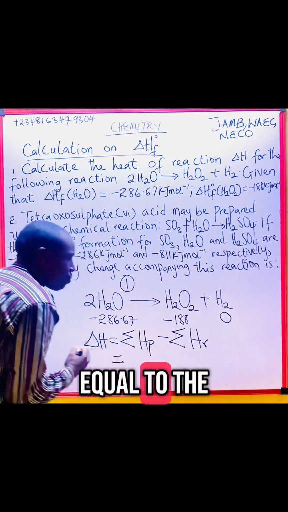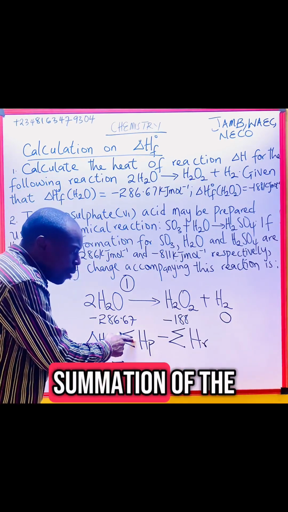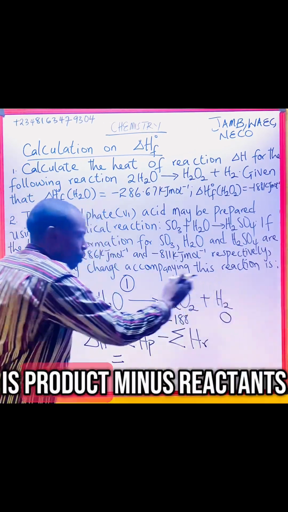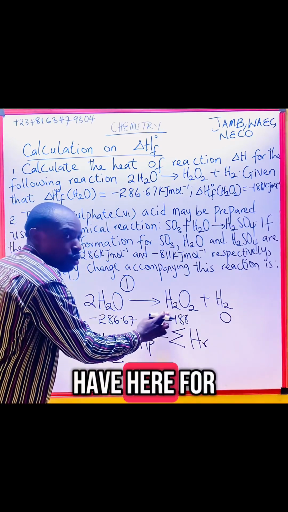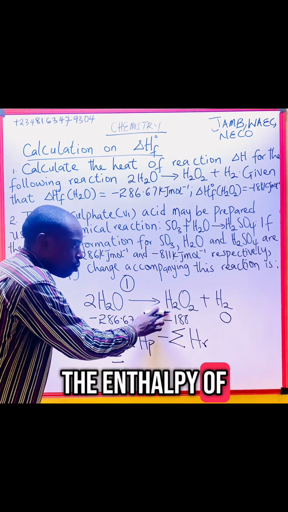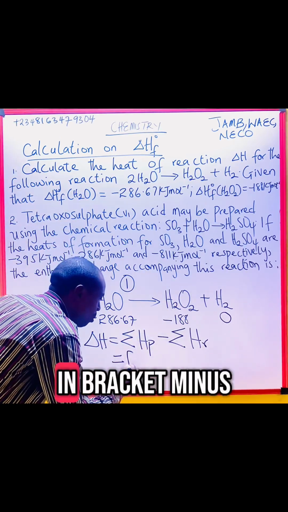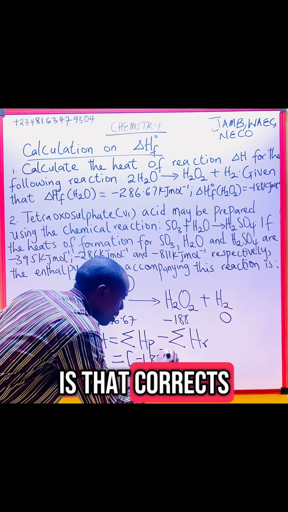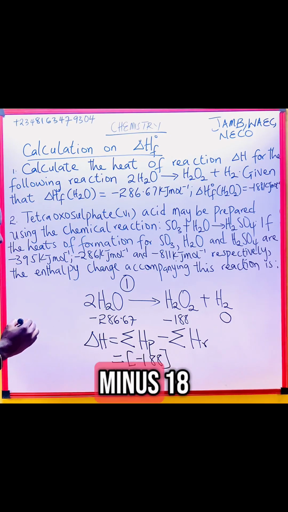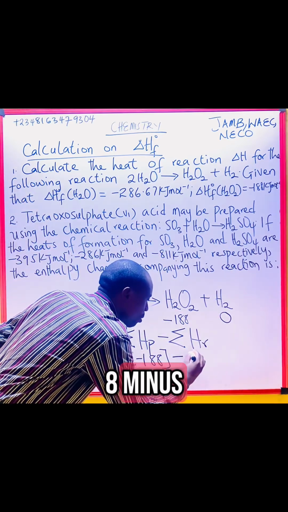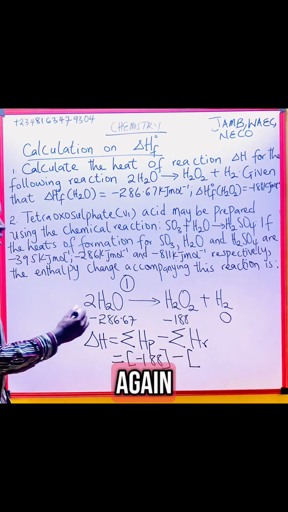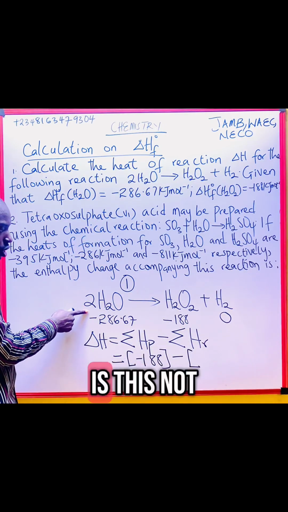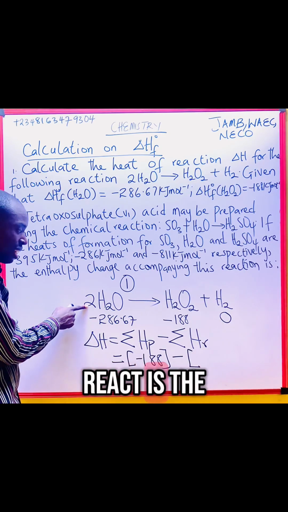It is now equal to the summation of the enthalpy of the product, which is this one. Remember, it is product minus the reactant. What do we have here for the enthalpy of the product? I put it in bracket, minus 188. Is that correct now? Take note. Minus 188 minus, put bracket again. The summation of the enthalpy of the reactant here. H2O here is the reactant.